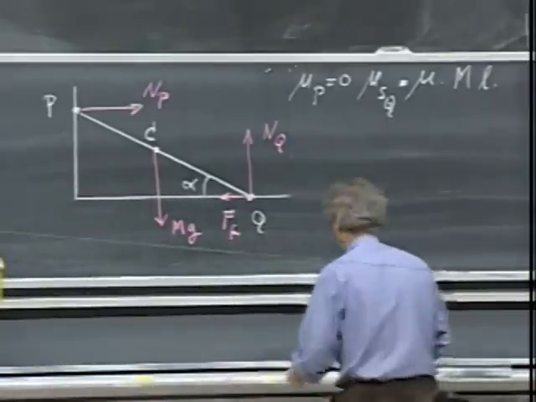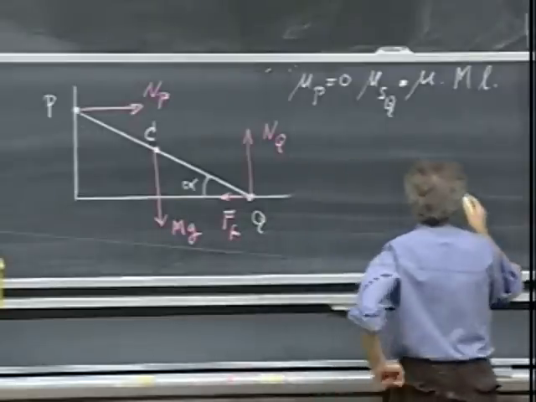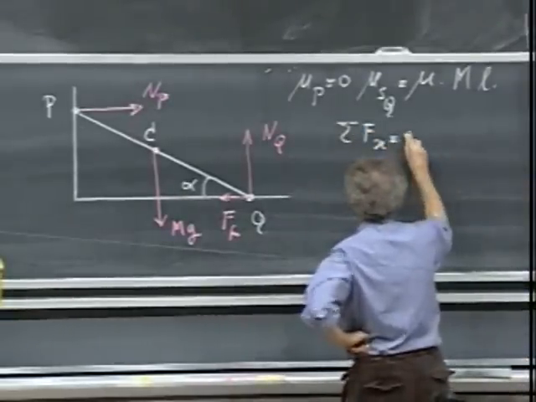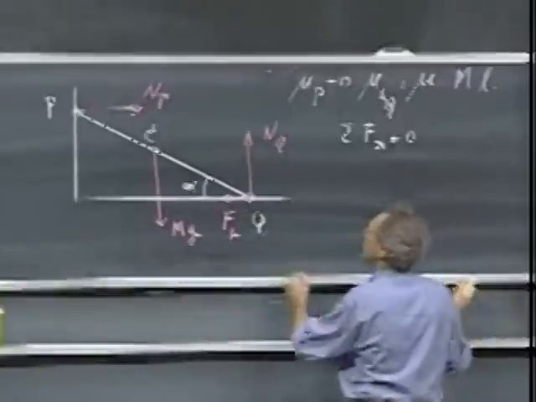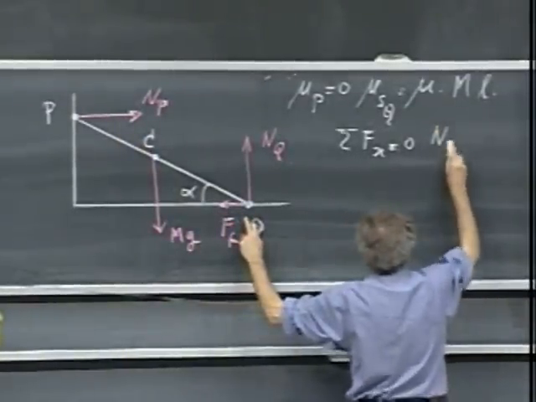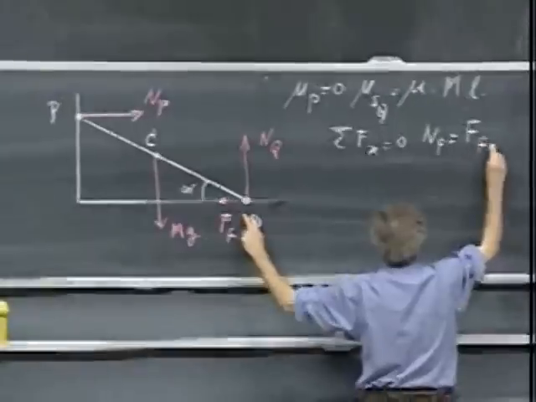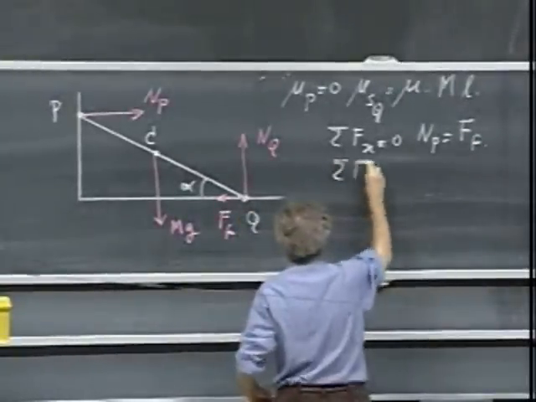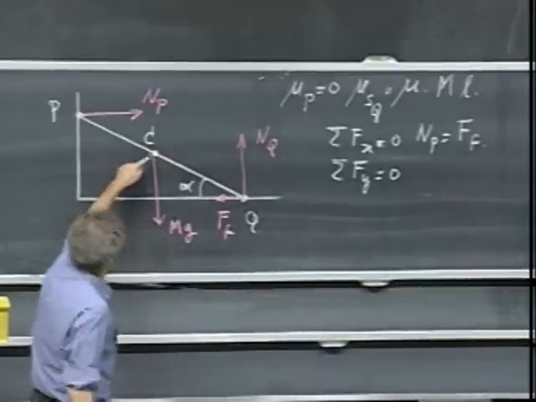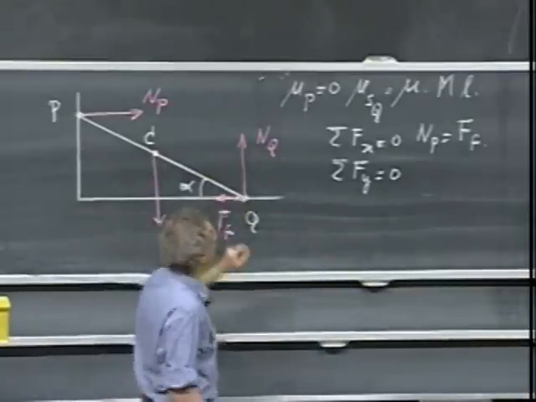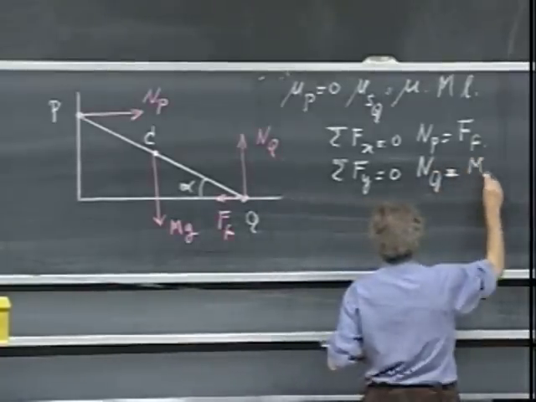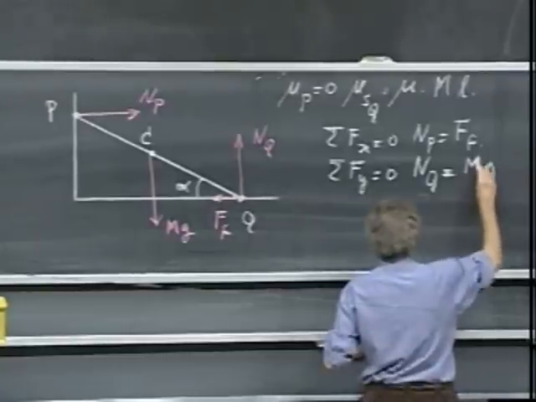And now we can start our exercise, and we can say, all right, the sum of all forces in the x direction has to be 0. So that means that N of P must be in magnitude the same as the frictional force. Now the sum of all forces in the y direction has to be 0. So that means that mg must be N of Q. N of Q must be mg.